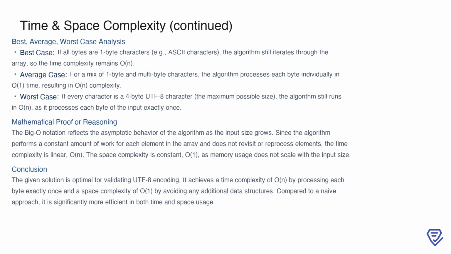Even in the worst case, where every character is a 4-byte UTF-8 character, the algorithm remains efficient. Since it processes each byte exactly once, the time complexity does not change, it stays O(n). The space complexity remains O(1) across all cases because the algorithm does not use additional memory that scales with the input size. This consistent performance demonstrates the algorithm's asymptotic efficiency, making it an optimal solution for validating UTF-8 encoding.